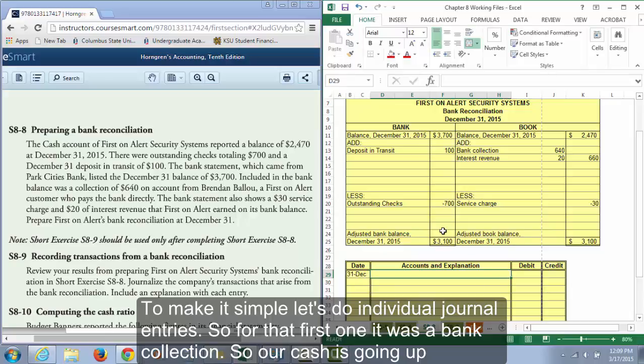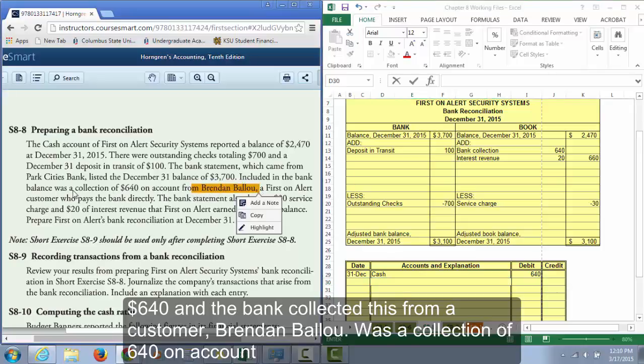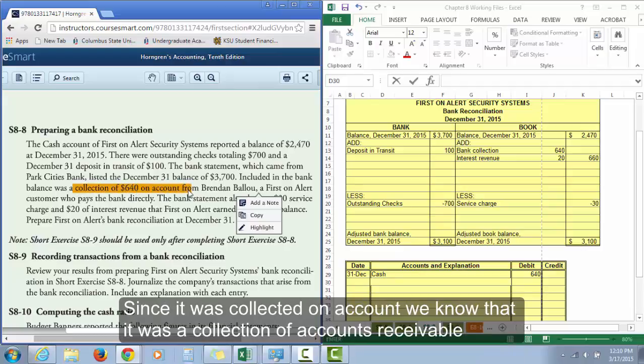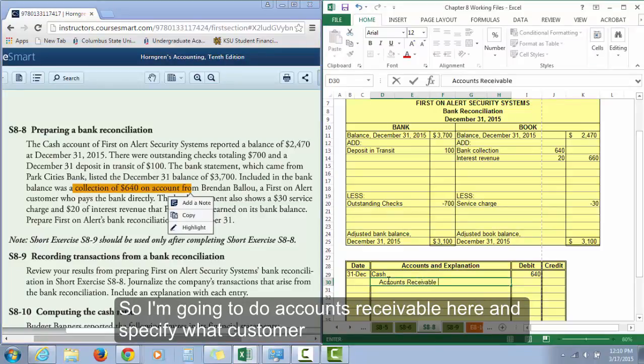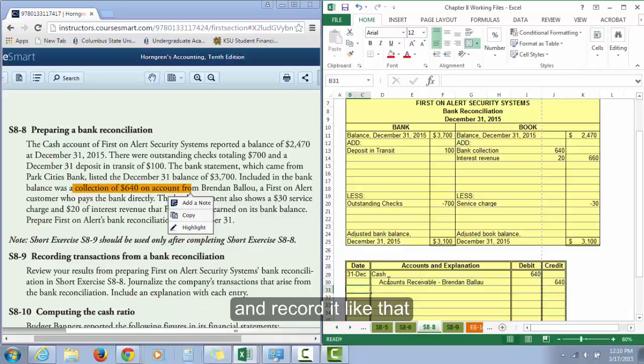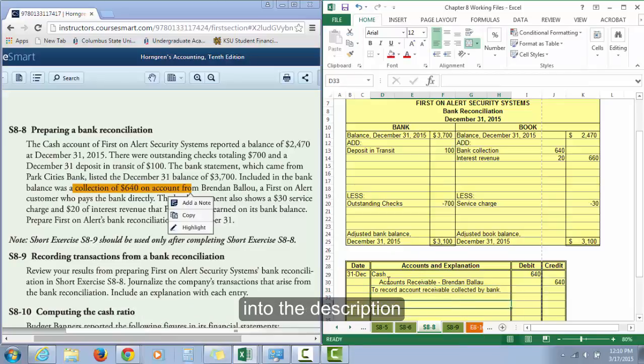So for that first one, it was a bank collection, right? So our cash is going up $640. And the bank collected this from a customer, Brendan Bio, right? And it says it was a collection of $640 on account. Since it was collected on account, we know that it was a collection of accounts receivable. So I'm going to do accounts receivable here and specify what customer, okay? And record it like that, all right? And that was to record accounts receivable collected by the bank, if we put a description.